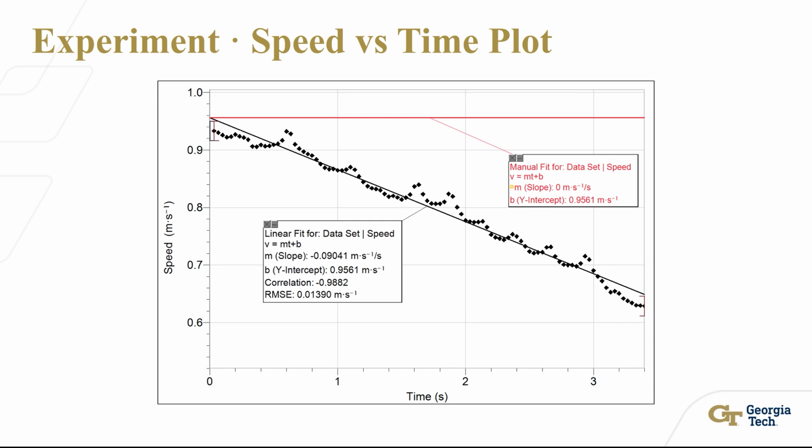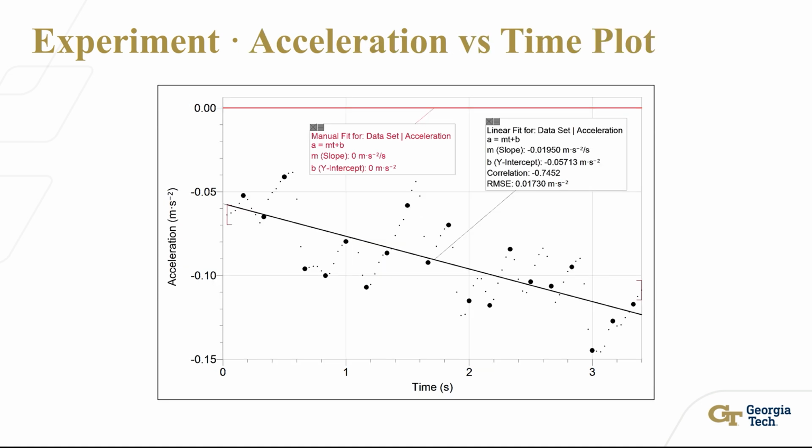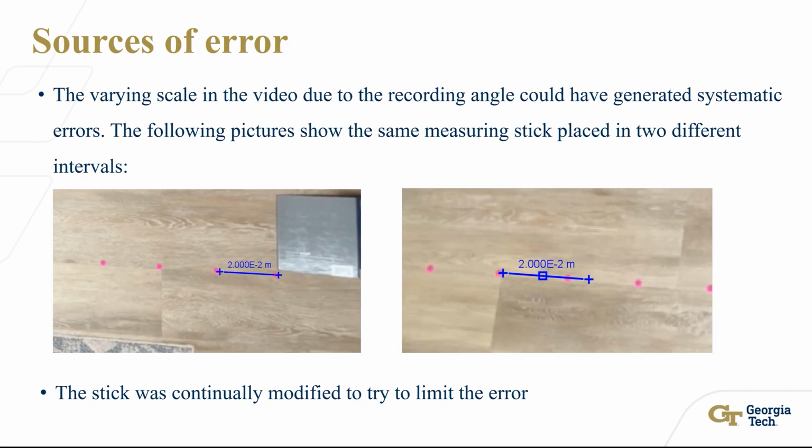When plotting the speed versus time, we can see that the theoretical model is a constant value, whilst what we obtain is a decreasing linear trend, which means that there is a net force acting on the body that is trying to stop the body. So it is a restrictive force, and it's the friction that the ground exerts on the ball. We can take the derivative of both trends, and we can see that whilst in the theoretical model there's no acceleration, in the real scenario there's some acceleration, and the acceleration is varying, which is probably due to an error. The varying scale in the video due to the recording angle could have generated systematic errors.